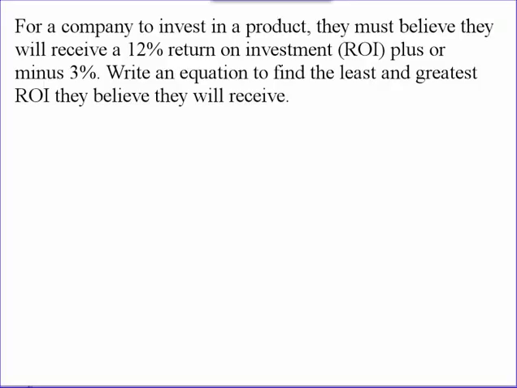Yeah, so obviously that's what it is, okay? I mean, you're going to take 12 plus 3, 12 minus 3. Unfortunately, we need to write an equation, which means we have to have an equal sign and a variable and all of that. So let's go ahead and think about that. Our return on investment, could we let that equal R?